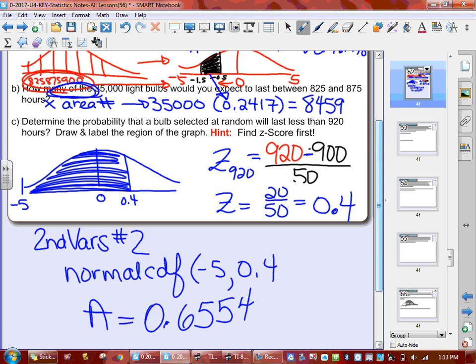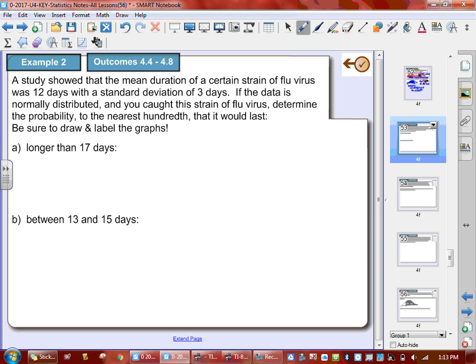Okay, next example. We got a flu virus. It says the mean duration was 12 days, so we're going to put our mean of 12 days and a standard deviation of 3. So some people got better 3 days later, some people got better 3 days sooner. The data is normally distributed, so it's on our bell curve. If you caught the flu virus, determine the probability that it would last longer than 17 days, and between 13 and 15 days.